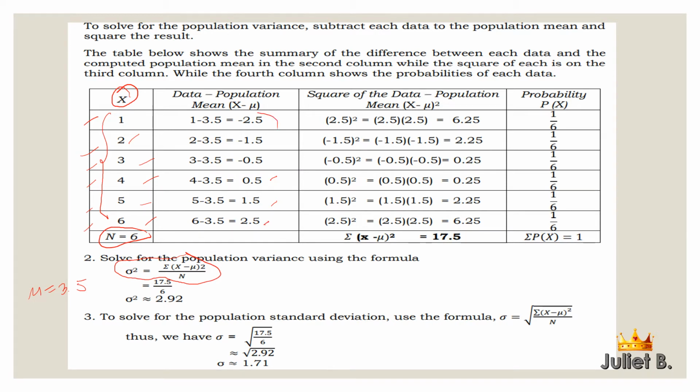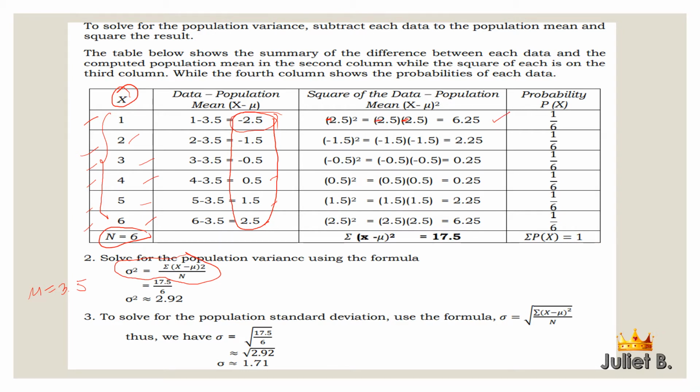After that, all of these results will now be used in our third step. The third step is to square all the results we got from this second column. So negative 2.5 times negative 2.5 is equal to, since they are both negative, the answer is positive. So negative 2.5 times negative 2.5 is 6.25.